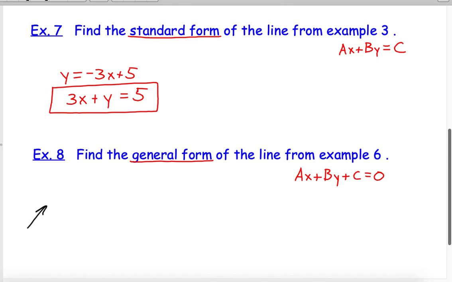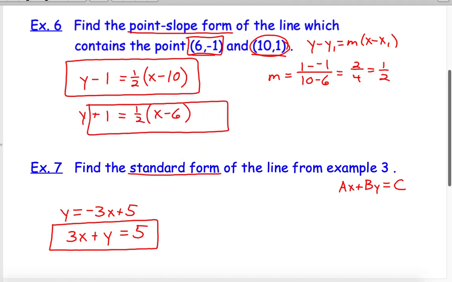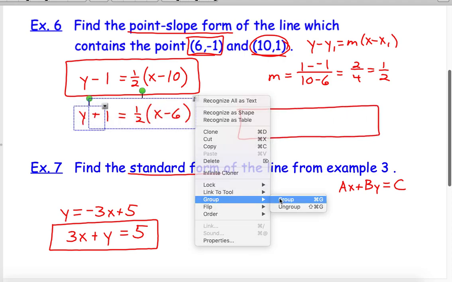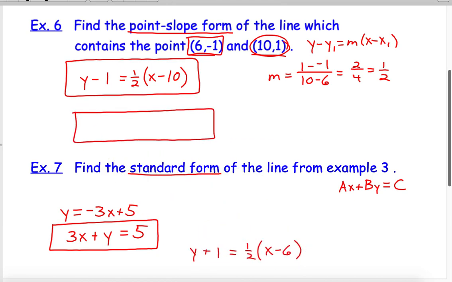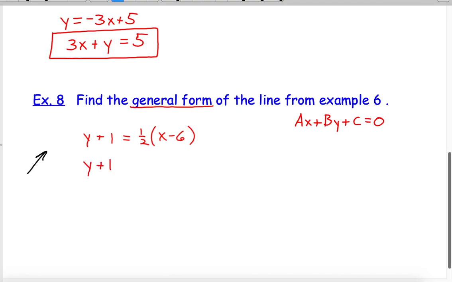All right, so we want to take the answer from 6, which had 2 answers, so let's just take this one. Put that over there. All right, the general form. Well, the first thing we're going to need to do is get rid of the parentheses. So we have y plus 1 equals 1/2 x minus, and when we distribute, that'll become a minus 3.